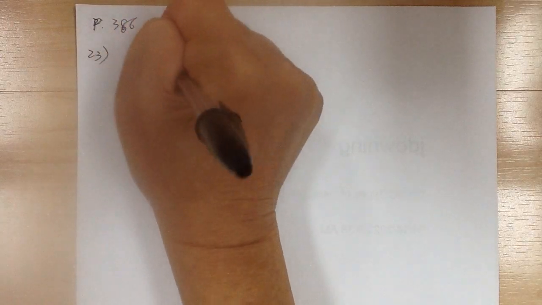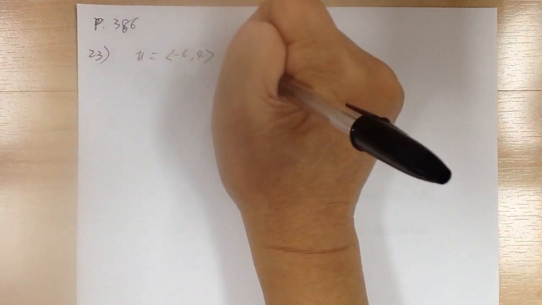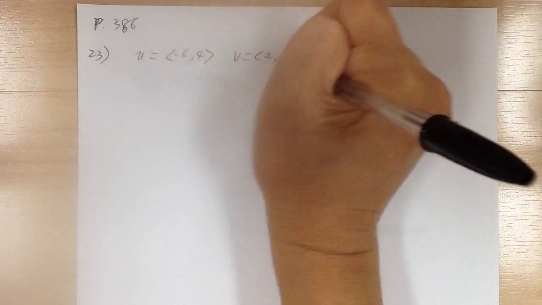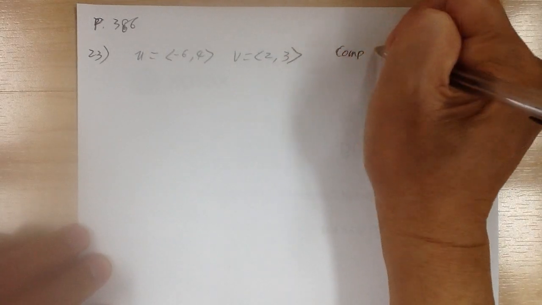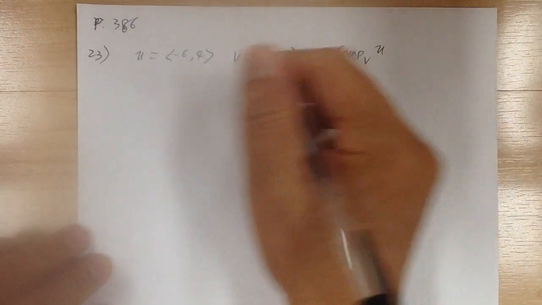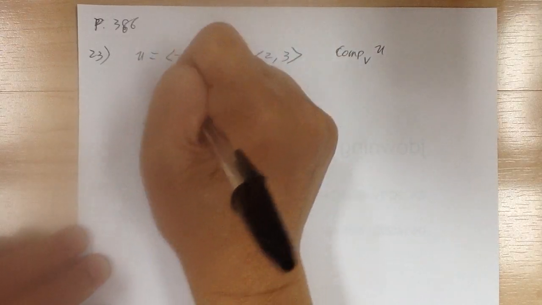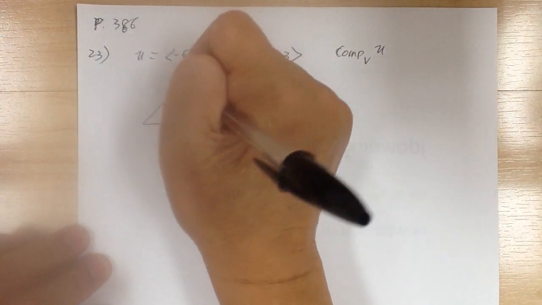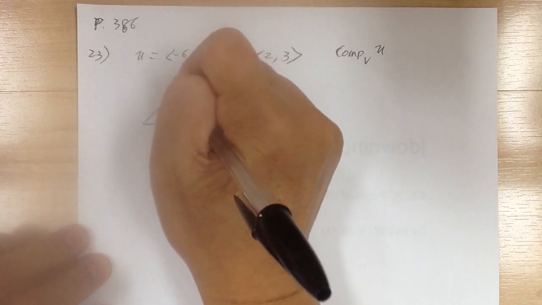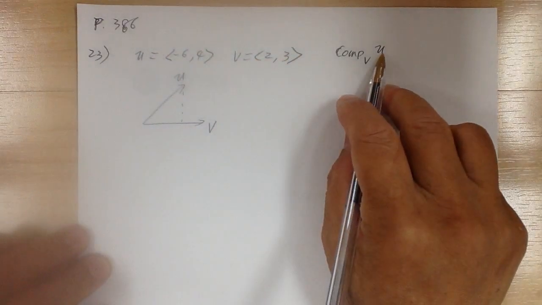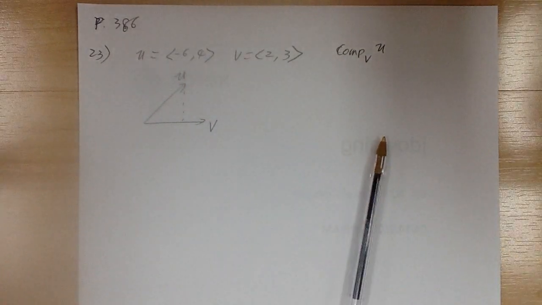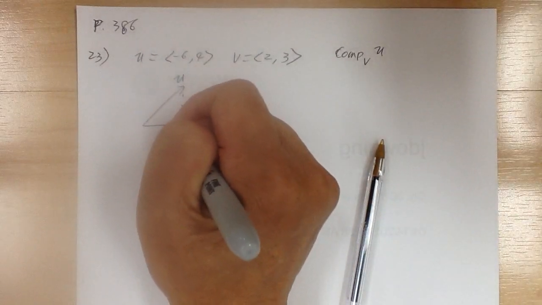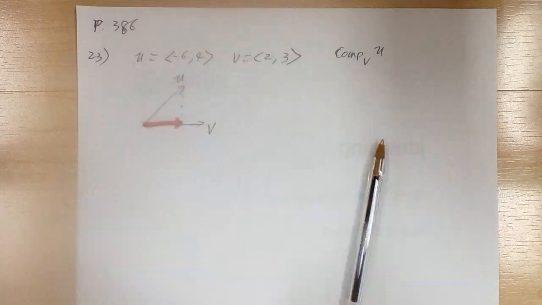So you've got u equal to -6, 4, and v equal to 2, 3. Again, you're looking for the component of u on v, so the shadow of u cast on v. Just draw a picture to help you visualize. There's your u and there's the v, and you're looking for the vector u casting the shadow on v. You're looking for this part right over here.